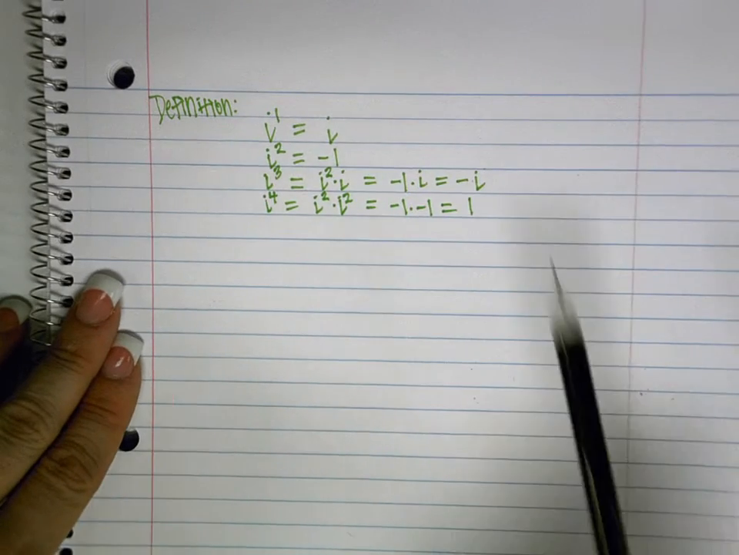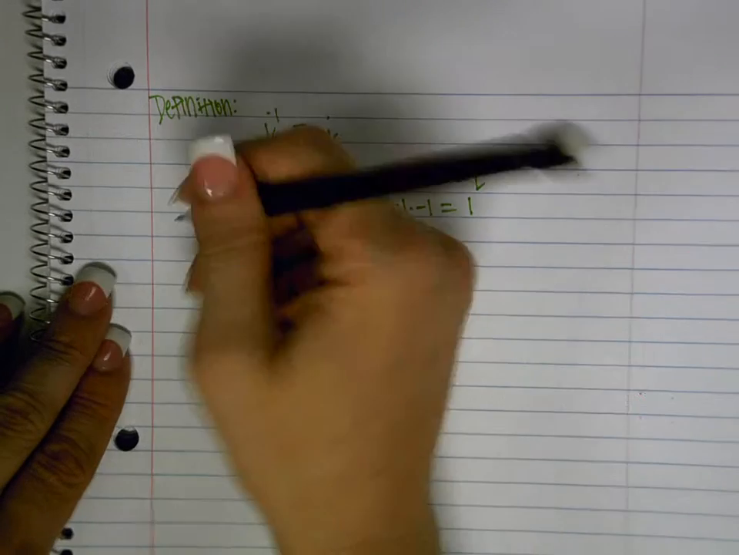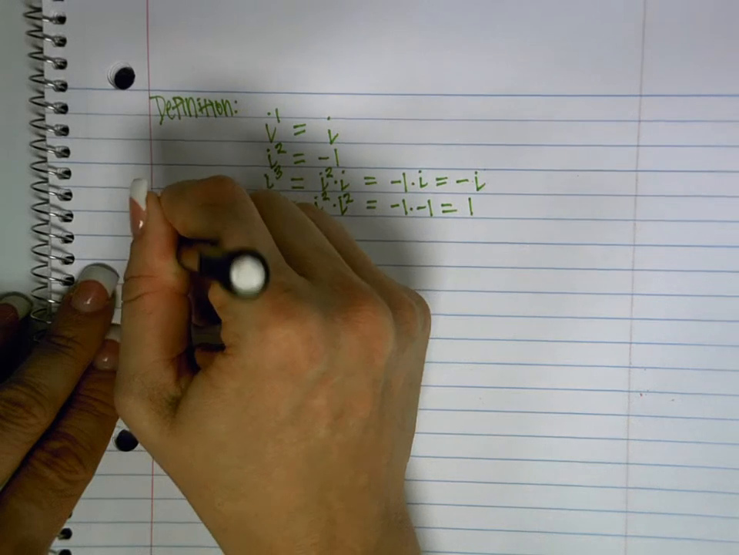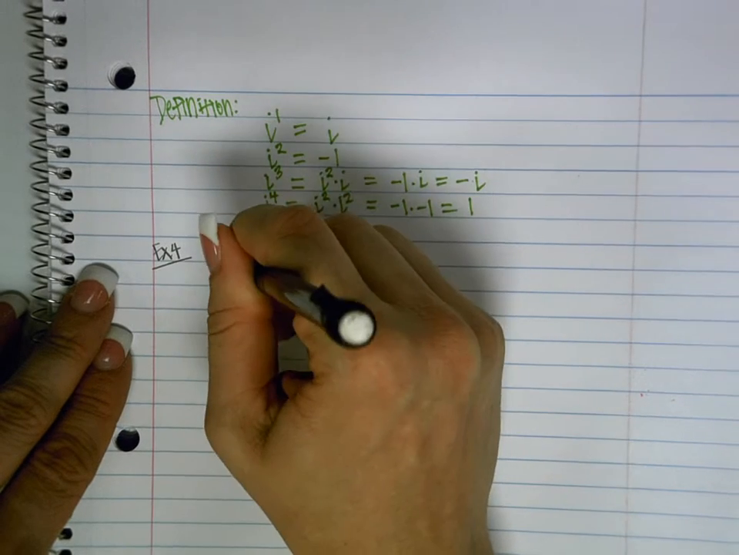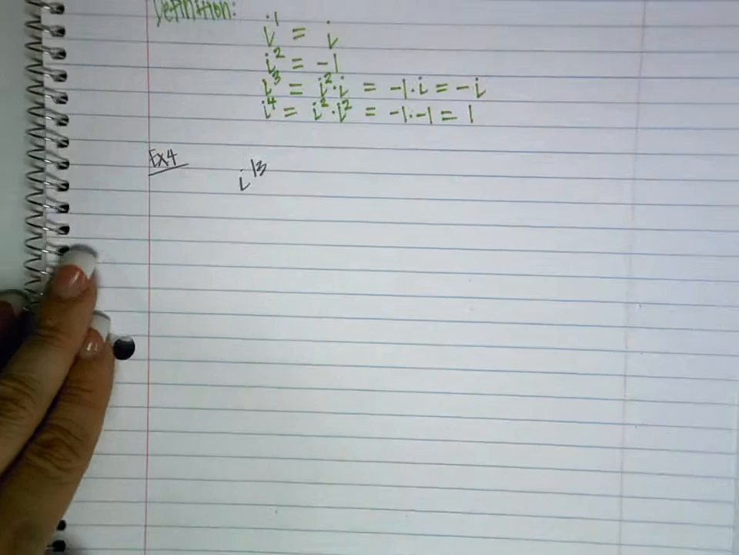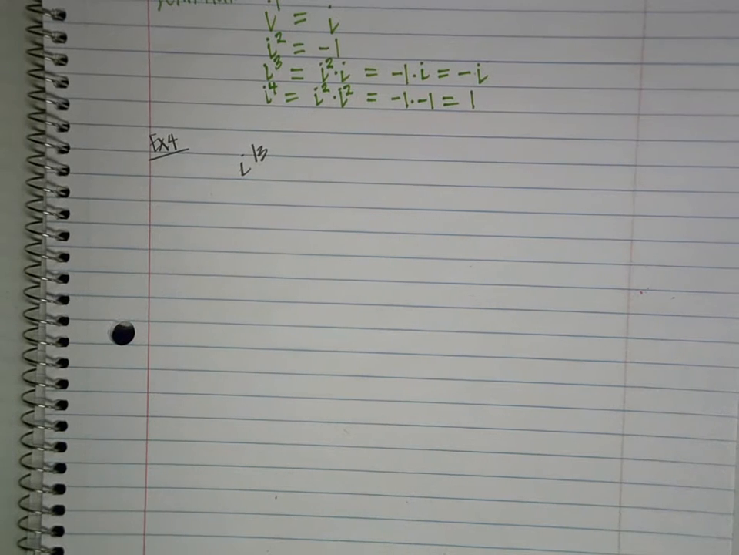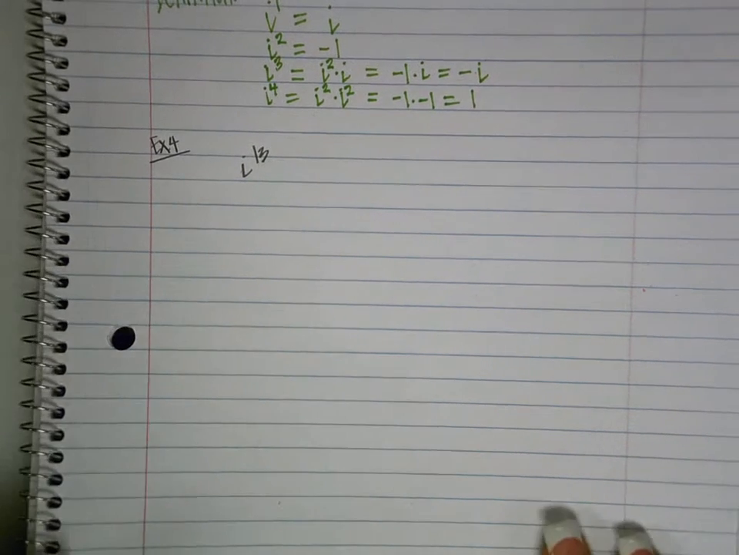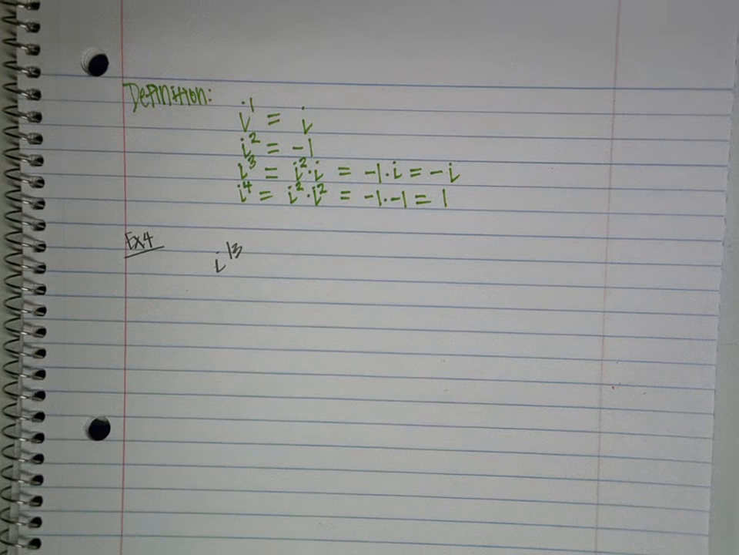Now, given those four, I want you to simplify i to the 13th. Oh, you can do it. I'm gonna die. Okay, hold on, calm down.